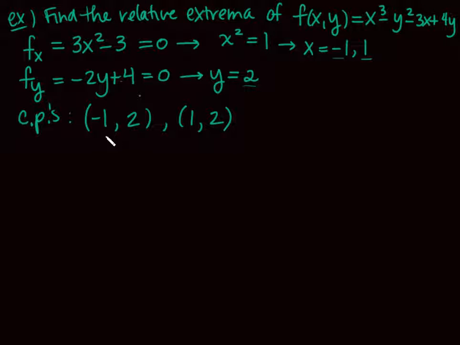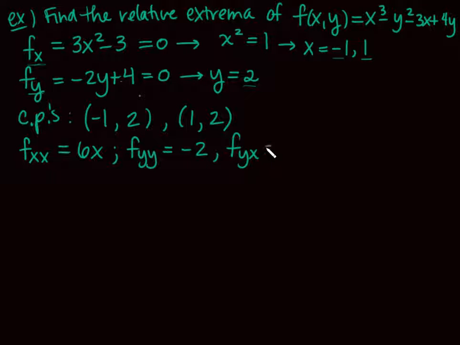And you sure could take these points and plug them into f sub x and f sub y, and you'll see you get 0, because they each just depend on the x and the y. All right, so I need to find my capital D function. So I need f sub xx. That is 6x. f sub yy is going to be negative 2. And then f sub yx, that is 0. That's lovely.